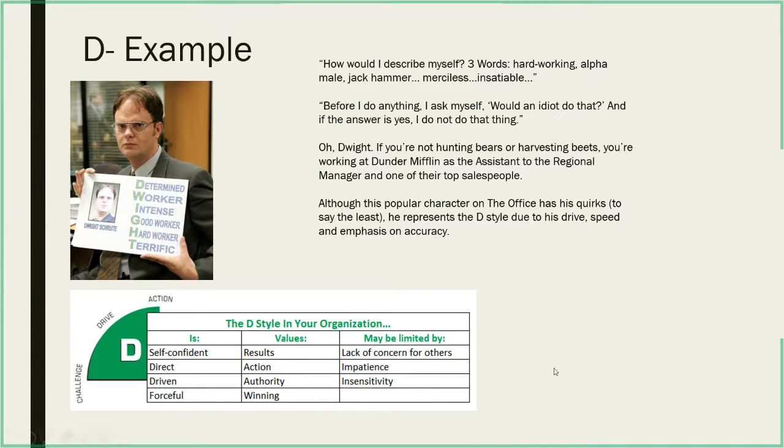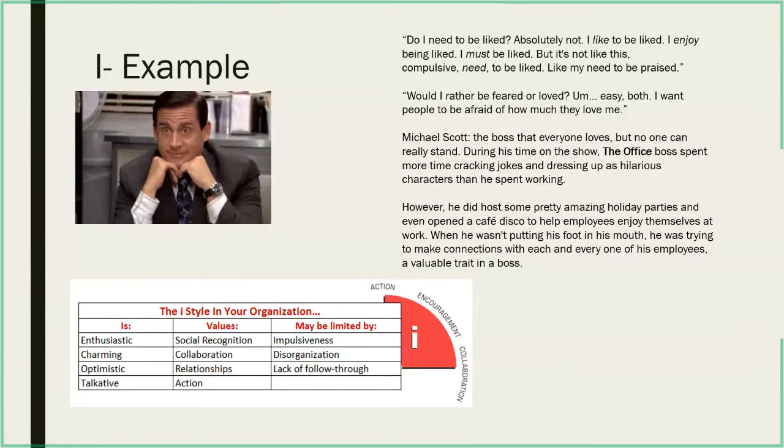My next example would be Michael, who is very much a high I. The best quote to describe this would be, "Do I need to be liked? Absolutely not. I like to be liked. I enjoy being liked. I must be liked." But it's not like this compulsive need to be liked, like my need to be praised. That is such an I quote.